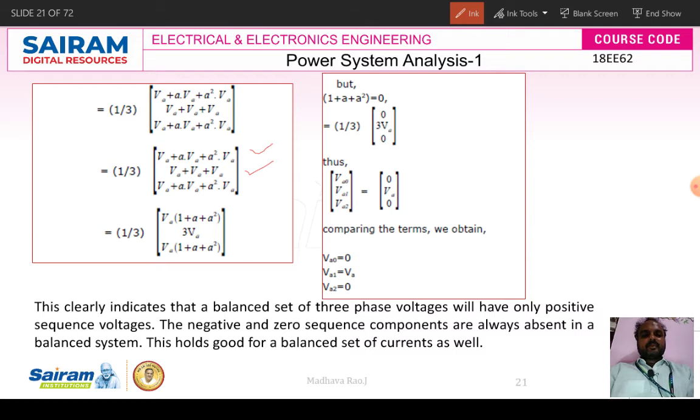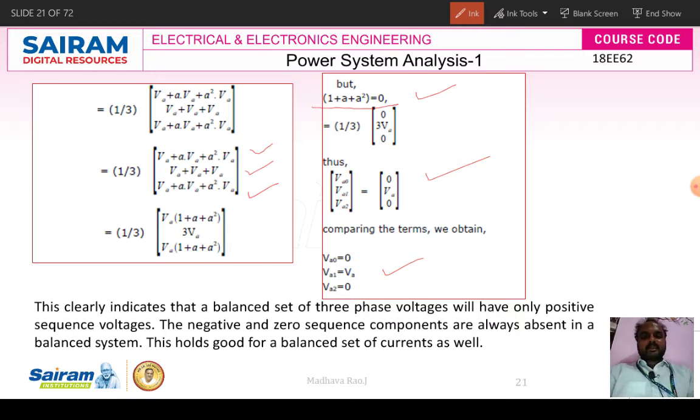Here also, taking VA common, 1 plus A plus A square, which is equal to 0. We have already seen this in the A operator. If you substitute 1 plus A plus A square equal to 0 in this, 1 by 3 into 0. So thus VA1 and VA2 are equal to 0, and only VA0 remains. Thus it shows only the positive sequence voltage.